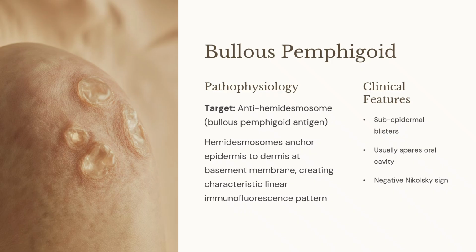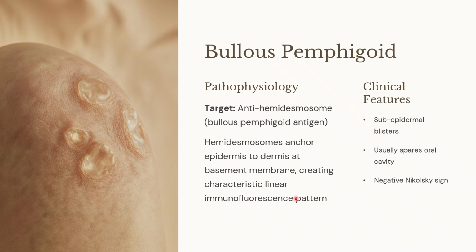In another case, an elderly man develops large tense blisters, but they don't break easily. His biopsy shows immune deposits beneath the epidermis. So these aren't infections, these aren't allergies, these are the consequences of the body's immune system turning against itself. So welcome to the other autoimmune disease, Bullous pemphigoid. Here the immune system targets the hemidesmosomes, which anchor the epidermis to the dermis at the basement membrane. So when there is an anti-hemidesmosome antibody, that results in bullous pemphigoid.